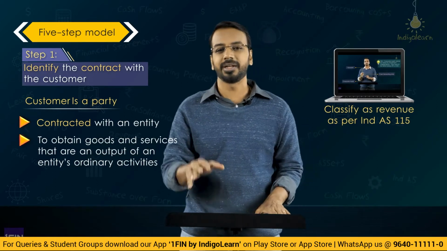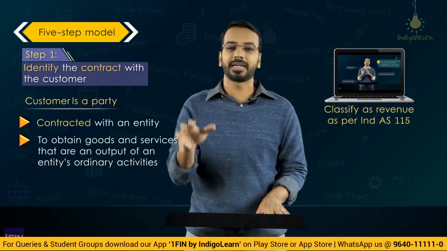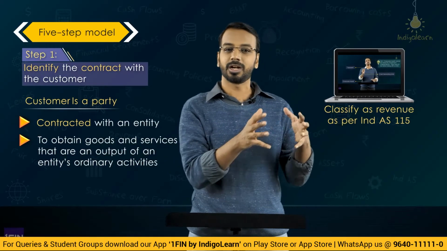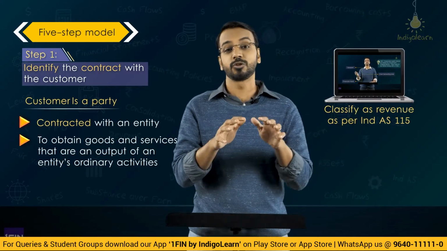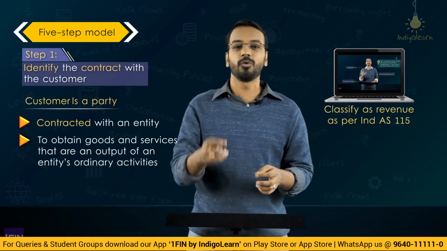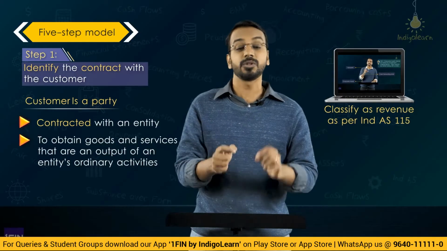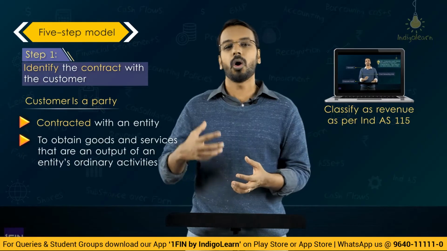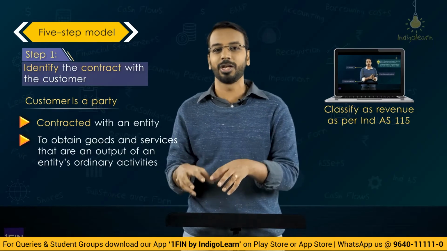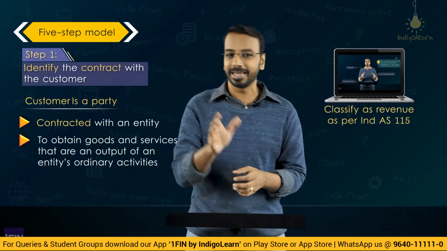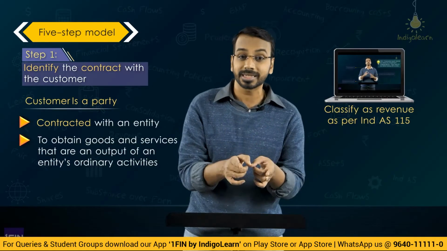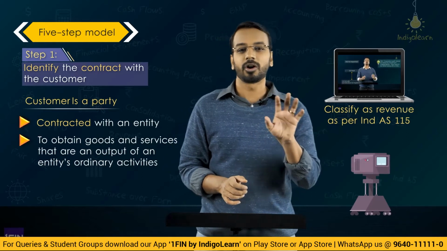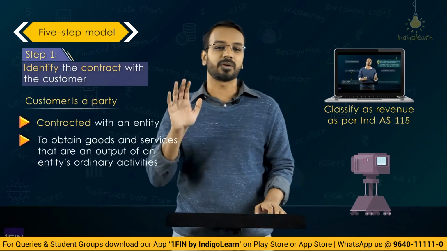So, when we say ordinary activity, the day-to-day operations or day-to-day activities what the entity carries out. If you recall the definition of inventory, even there we understood something in similar lines, right? So, here a customer is someone who would obtain goods and services which are the output of ordinary activities of the entity. So, ordinarily, if the entity, for example, Indigolearn is creating content and selling content, if you are purchasing classes, then you are a customer. But if you are purchasing an old camera, you are not a customer for the purpose of Ind AS 115.